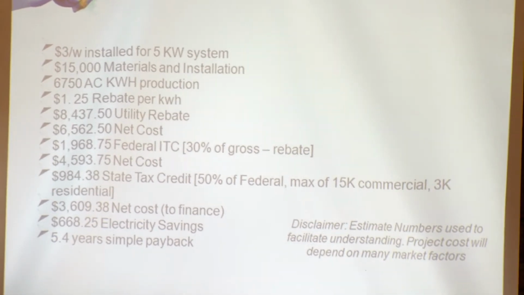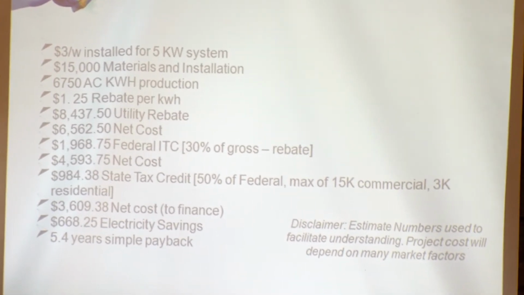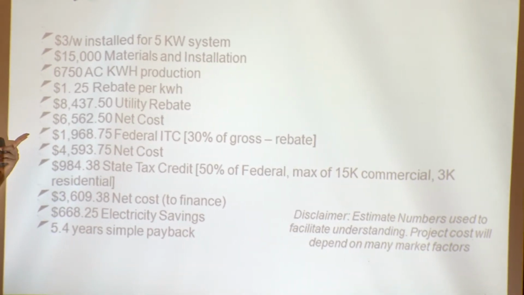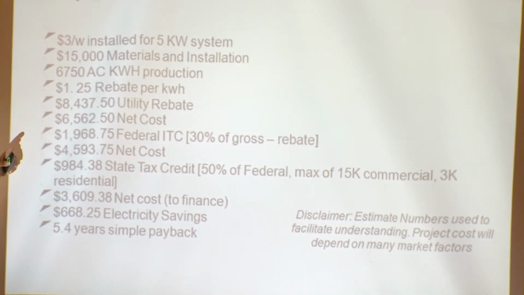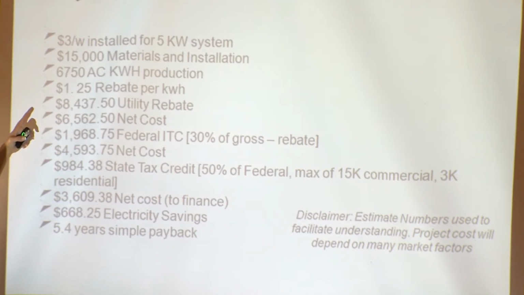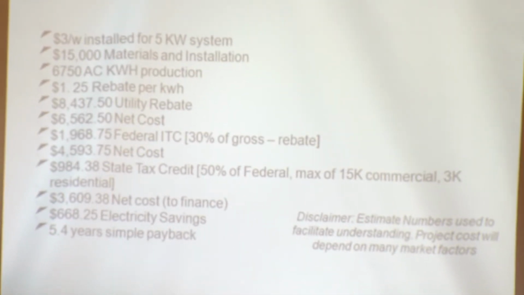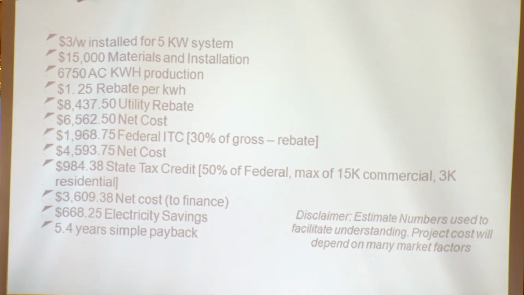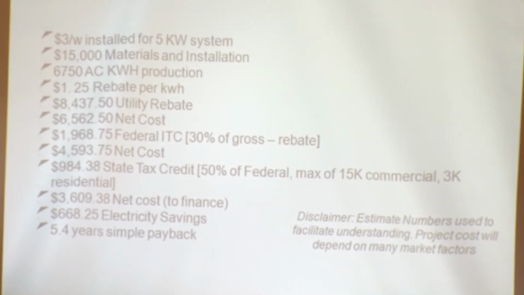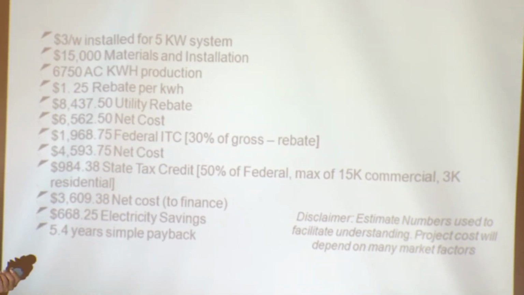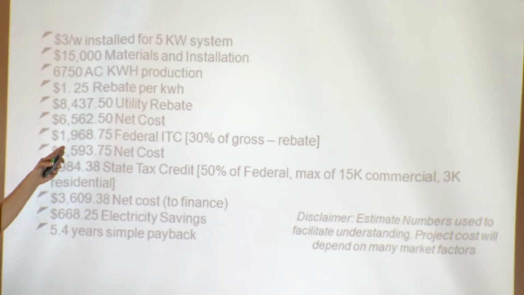Now let me give you, that's a 3 kilowatt system. I tried to give several investment costs here, but a 5 kilowatt system, again, is $15,000 materials cost and installation. This is what you're producing, 6,700 kilowatt hours production. Efficiency, you're going to get a $1.25 rebate per kilowatt hour. That's an $8,500 rebate. Federal, you're claiming just under $2,000.